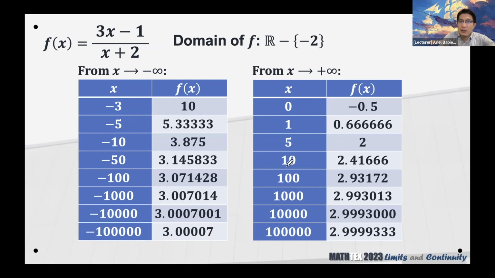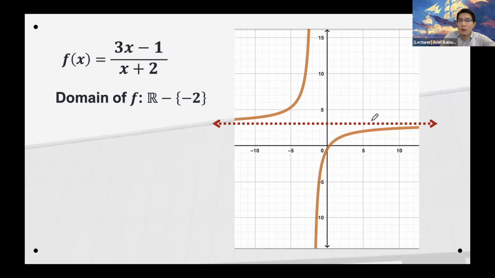3.0007 and so on. And you look at also the values from the right. As x increases without bound, on the right, ang sasabihin ko, 2.999933 and so on and so forth. And again, pwede nyo pang i-plug in 1 million, higher values and so on and so forth. But then for this one, we are going to see that there is some asymptotic behavior again, but then this time there will be some horizontal asymptote.